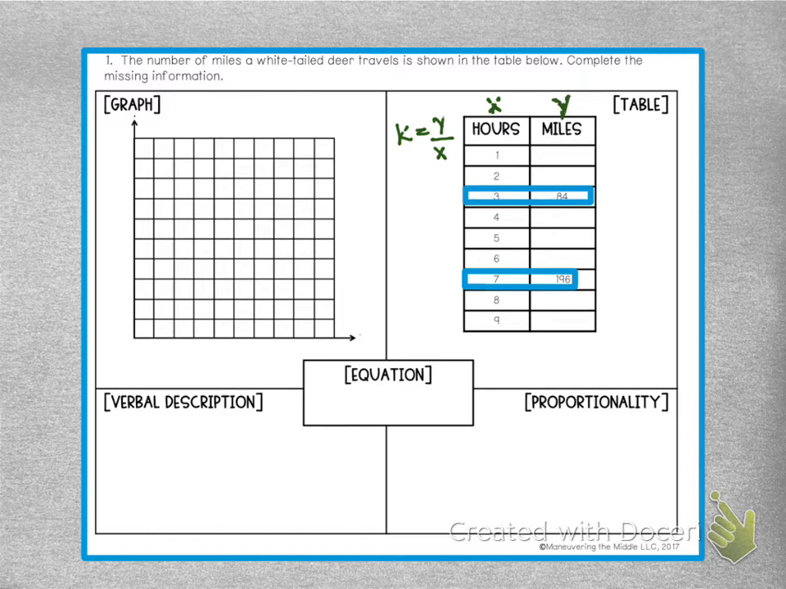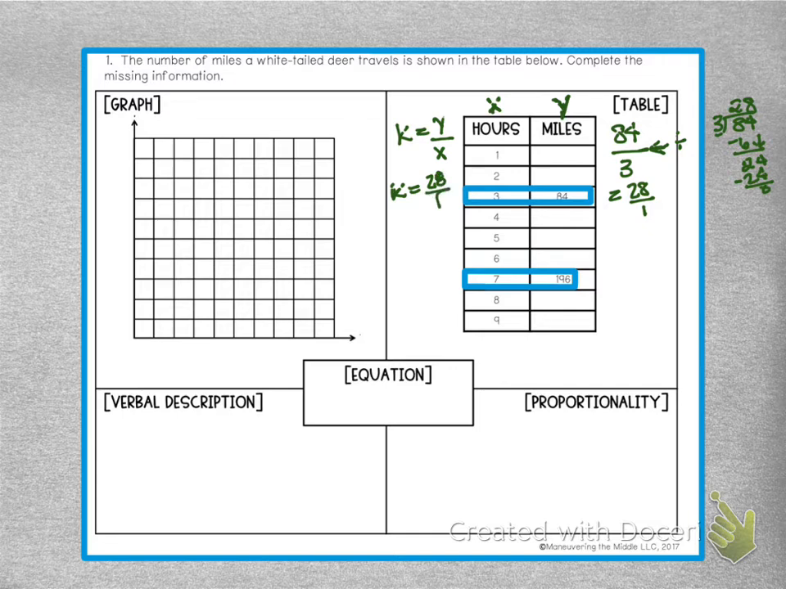So if I were to write this as y over x, I would write 84 over 3. And remember, this means division. So I can divide 3 into 84. 3 goes into 8 twice. Minus 6 is 2 left over. Bring down your 4. 3 goes into 24 8 times. So that means this simplifies to 28 over 1. So our k equals 28 over 1.